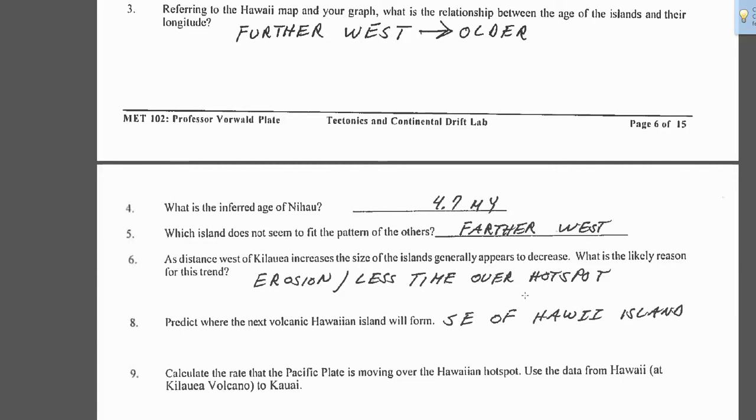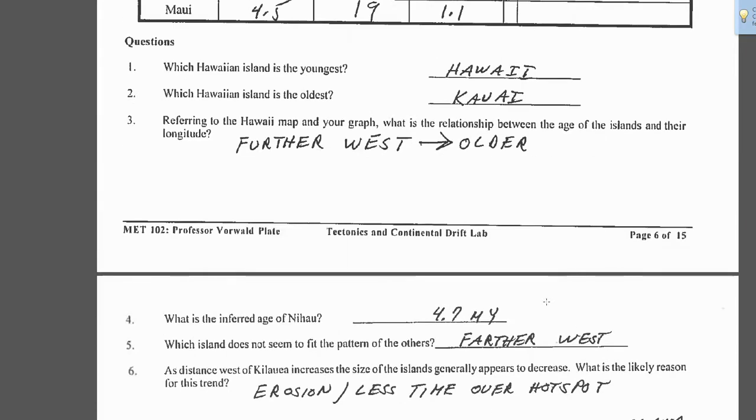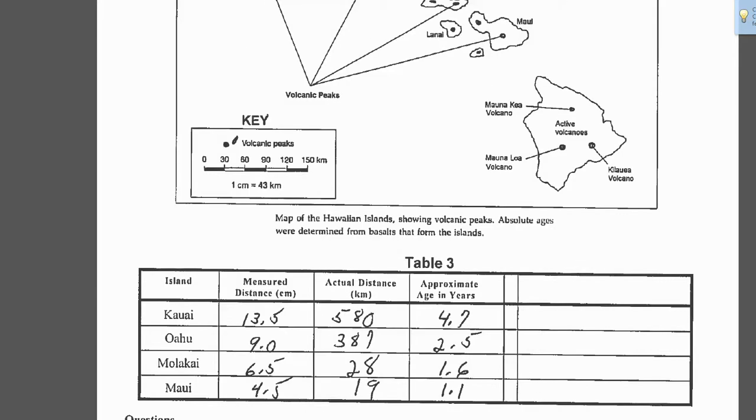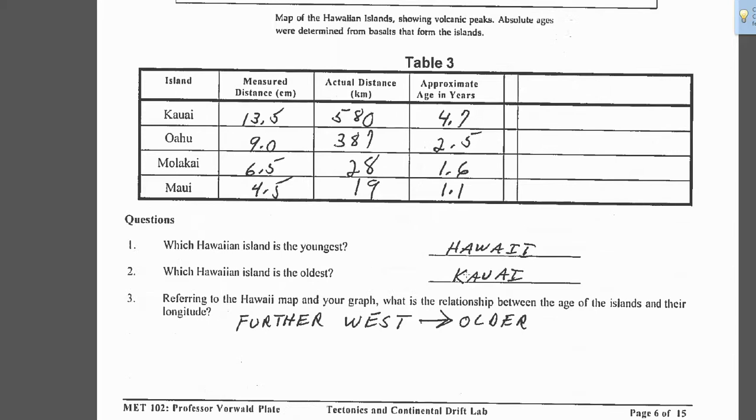Well, it says predict where the next Hawaiian island will form. Well, if you go back up to the map, it's going to form right here, really right in the same spot Kilauea is, or as the plate's moving to the northwest, it's going to move from a southeast to a northwest direction, so it would be right in that area.